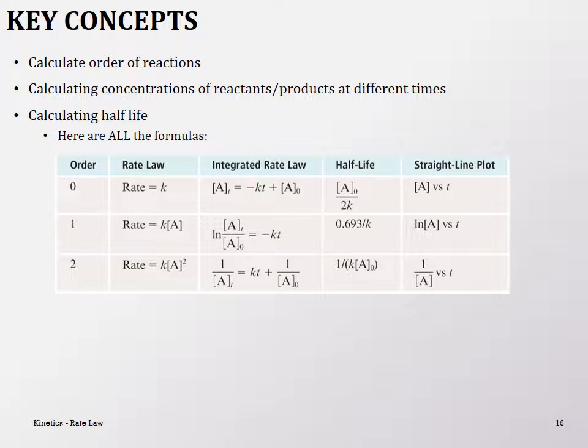So here is what I would like you to know from this little portion of kinetics. You should be able to calculate the order of reactions. You should be able to calculate the concentrations of reactants at different times, so you have to know whether it's zero order, first order, or second order. You should be able to calculate the half-life of reactions, or calculate how much concentration will be left after the half-life, whatever it is. And here are all the formulas that you need for this one. If I were you, I would just go ahead and plug in all the units also for K over here. So that's it.